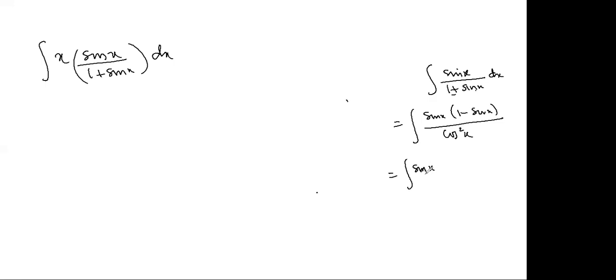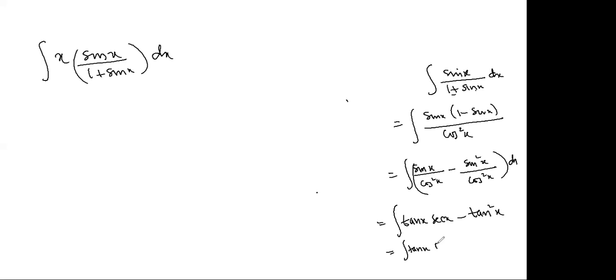Sin x upon cos square x minus sin square x upon cos square x. Then this became tan x sec x minus tan square x. Then you will write this as tan x sec x as a direct integral. Tan square x you have to write as sec square x minus 1. Now we are in a position to integrate. So sin x upon 1 plus sin x should be made in this format, then only integration can be done.